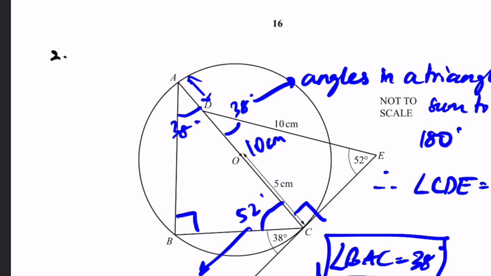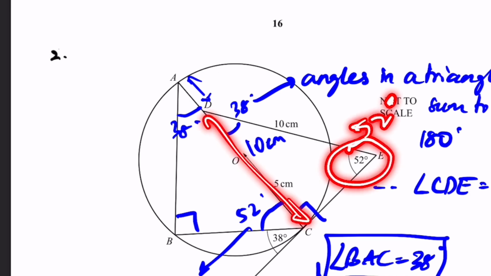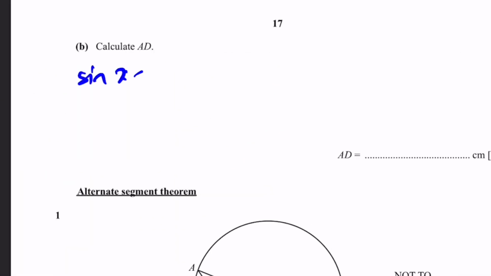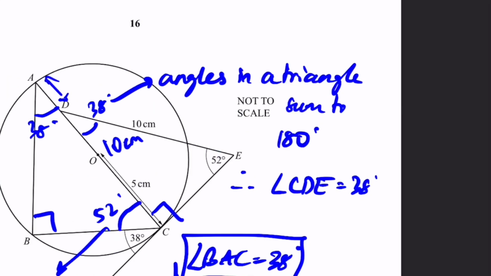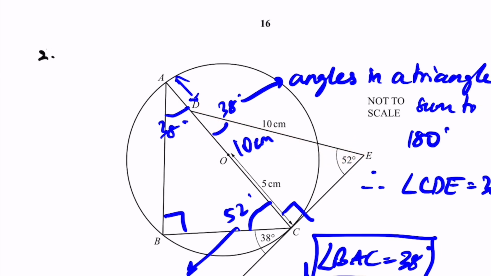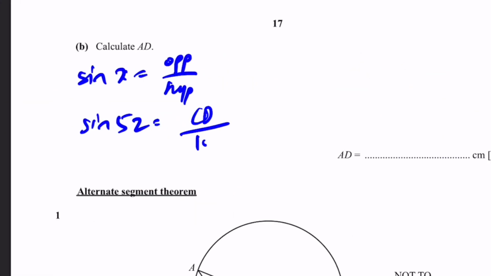So sine of an angle, in this case 52 degrees, is equal to opposite divided by hypotenuse. So sine x equals opposite by hypotenuse, and in this case sine 52 is equal to the opposite, which is CD, by the hypotenuse DE, or 10 centimeters. So CD by 10 centimeters. That means CD is going to be, let's go calculate out.